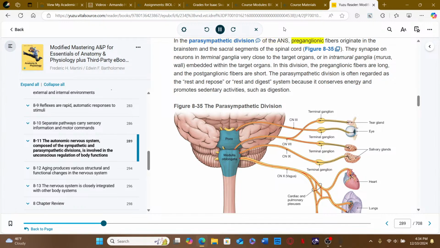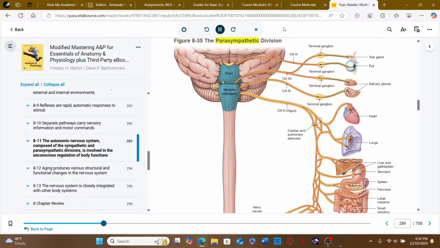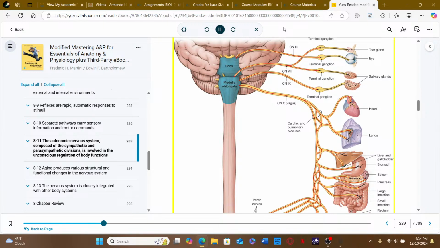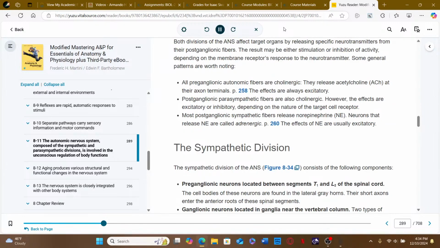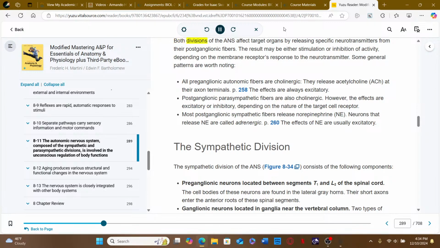In the parasympathetic division of the ANS, preganglionic fibers originate in the brainstem and the sacral segments of the spinal cord, Figure 8-35. They synapse on neurons in terminal ganglia very close to the target organs, or in intramural ganglia, murus, wall, embedded within the target organs. In this division, the preganglionic fibers are long, and the postganglionic fibers are short. The parasympathetic division is often regarded as the rest and repose or rest and digest system because it conserves energy and promotes sedentary activities, such as digestion. Figure 8-35, the parasympathetic division. The distribution of parasympathetic fibers in the brain, spinal cord, and various organs. The distribution of parasympathetic fibers is the same on both sides of the body. Both divisions of the ANS affect target organs by releasing specific neurotransmitters from their postganglionic fibers.